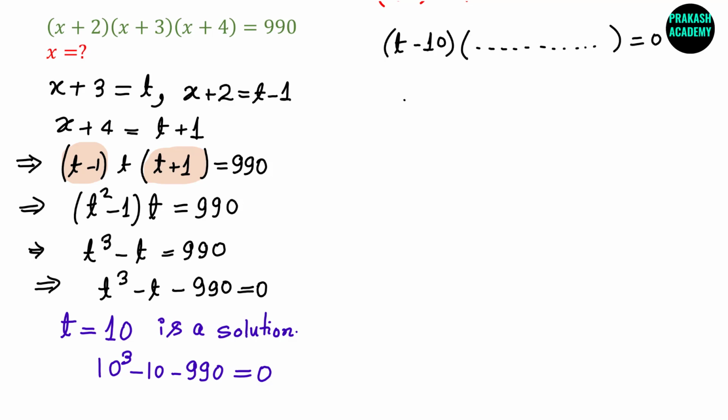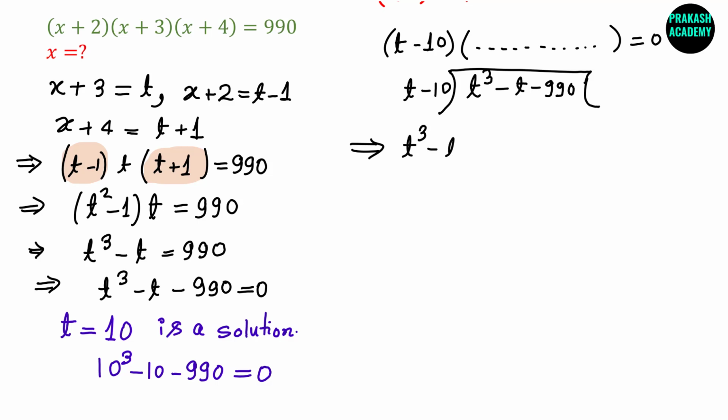So how will we find the other factor? We would divide t cube minus t minus 990 and get the other factor. But in this video I will use a different simplification. We have t cube minus t, and 990 can be written as 1000 minus 10, equals 0. And 1000 is what? 10 raised to the power 3. So t cube minus t minus 10 cube, and this becomes minus minus plus 10, equals 0.